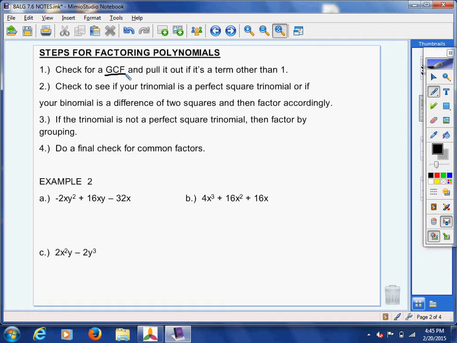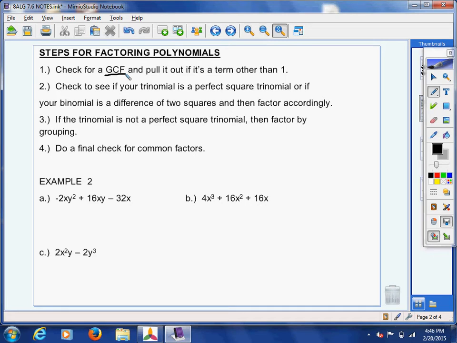Okay, now number 2, once you pull out your GCF, if you need to, then check to see if you have a trinomial. See if it's a perfect square trinomial, and then factor it if it is. If it's a binomial, see if it's a difference of 2 squares, and then factor it accordingly. Now, if your trinomial happens to not be a perfect square trinomial, then just factor it the good old-fashioned way we did, factor by grouping. And then do a final check. Look for common factors. Did you skip something? Did you skip a GCF? Or did you forget to factor something that needed to be factored? That's always a good thing to look for in that final sweep.